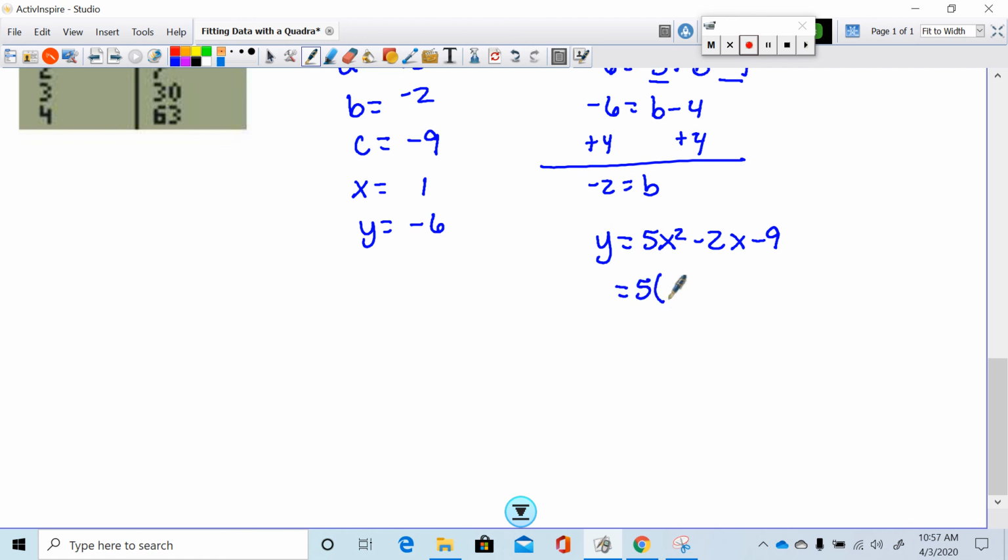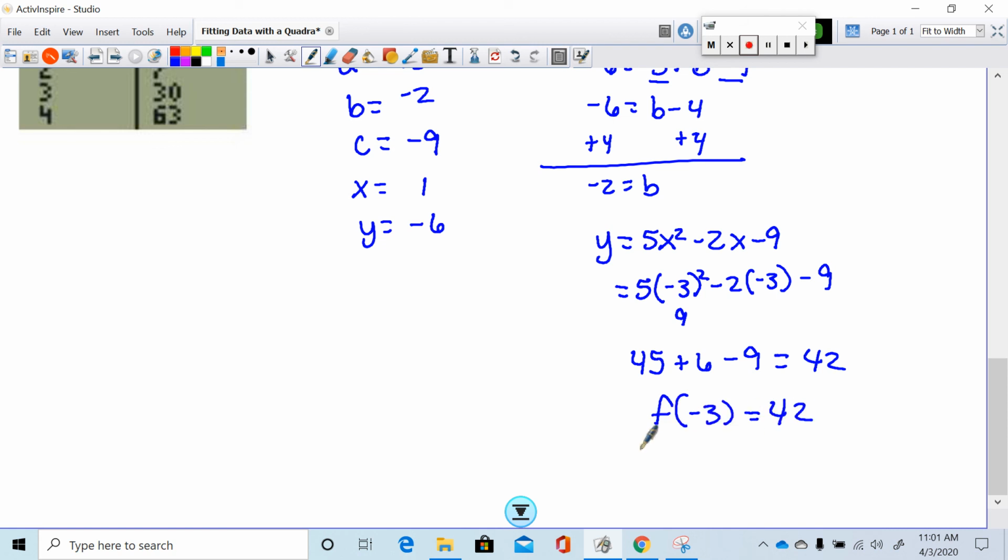So 5 times parentheses negative 3 squared minus 2 times parentheses negative 3 minus 9. Okay, negative 3 times negative 3 is positive 9. 5 times 9 is 45. And then negative 2 times negative 3 is a positive 6. And then minus 9. So that equals 42. So your answer, f of negative 3 equals 42.